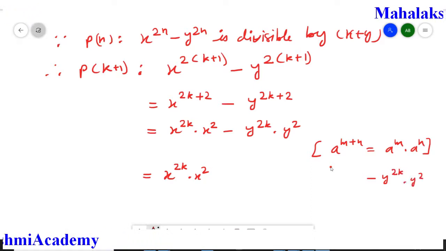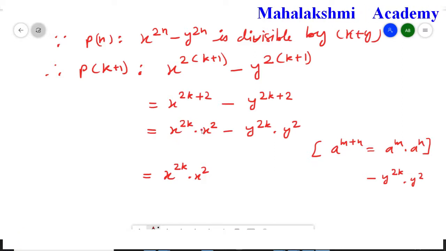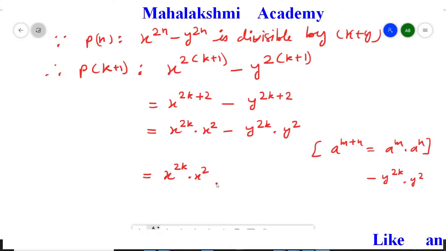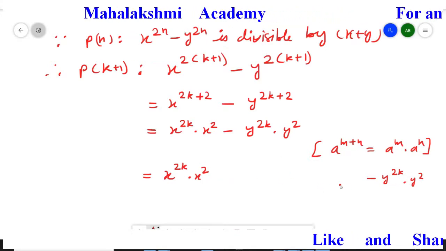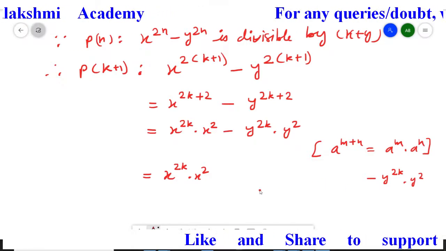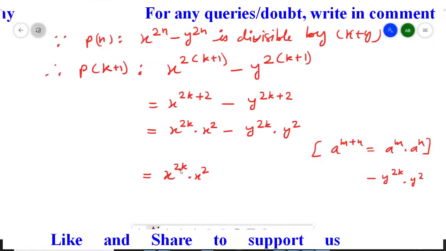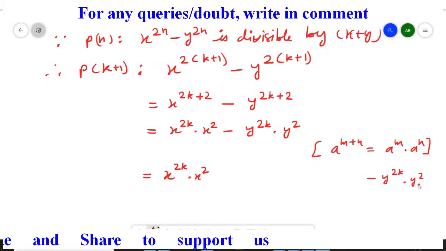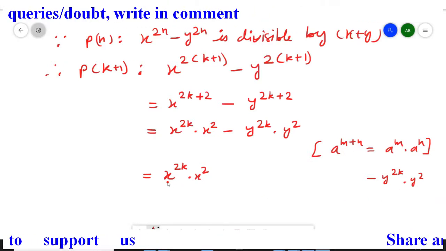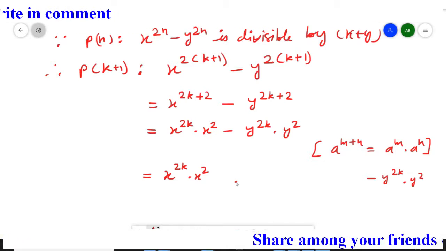So what we had done is, I wrote this term here, and the second term I wrote at the last, and in the middle I left some gap because here I am going to introduce some new terms. Now how to introduce is, from here just take the first term, that is x to the power 2k, and from here just take the last term, then make the combination of a new term. So the combination of the new term is going to be x to the power 2k multiplied by y square.